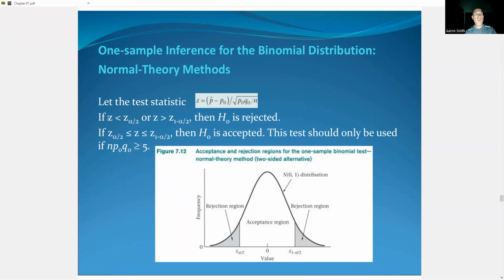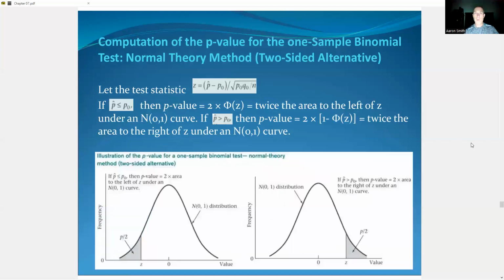So in that case, if z is less than a cutoff or z is greater than a cutoff, we reject the null hypothesis. If z is between the two cutoffs, then we fail to reject the null hypothesis. Now we only want to do this when the hypothesized probability of success times the hypothesized probability of failure times n is greater than or equal to 5.